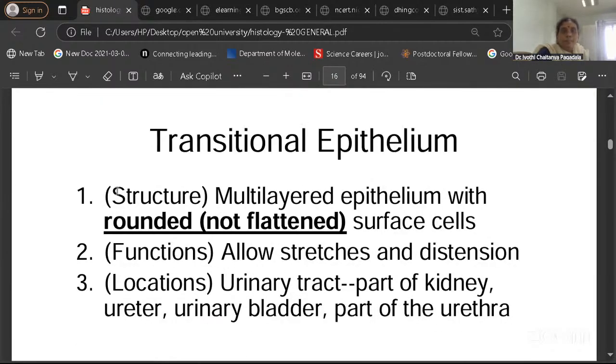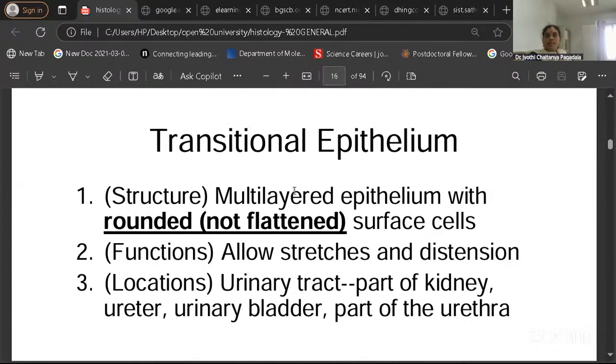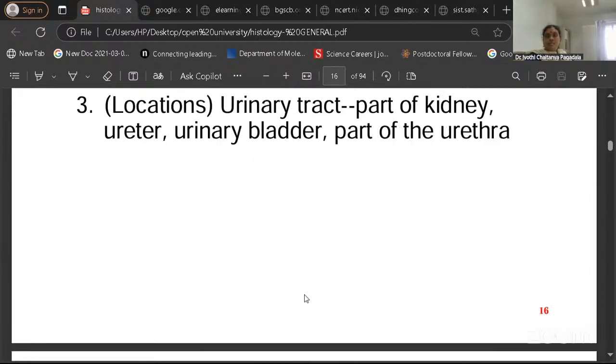Transitional epithelium. When coming to the structure of transitional epithelium, it is a multi-layered epithelium with rounded, not flattened surface cells. And what are the functions? It allows stretching and distension. So, where can we see transitional epithelium? In the urinary tract: a part of the kidney, ureter, and urinary bladder, and a part of the urethra.